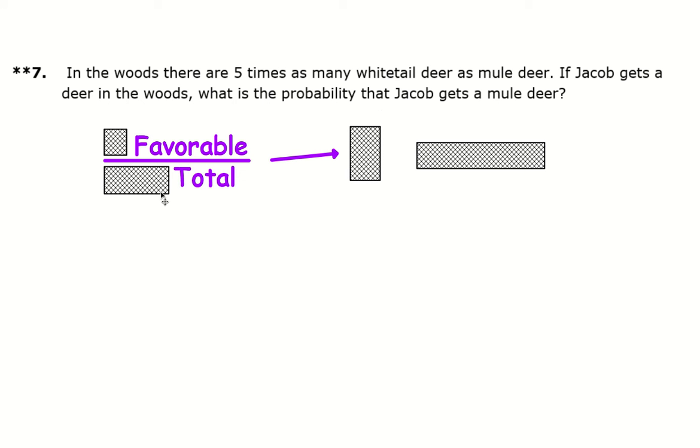You know what I'm saying? But you have to be really careful about the total. Okay? So I think this is going to be a 6. Because for every one, this is where I get this fraction basically. For every one mule deer, there's 5 white-tailed deer. Which means if you were talking about one mule deer, it'd be out of 6 total.